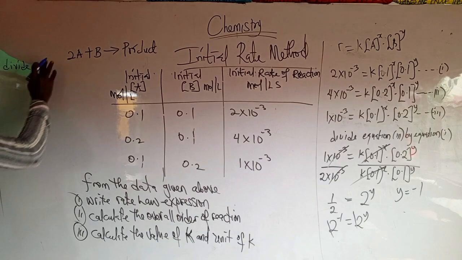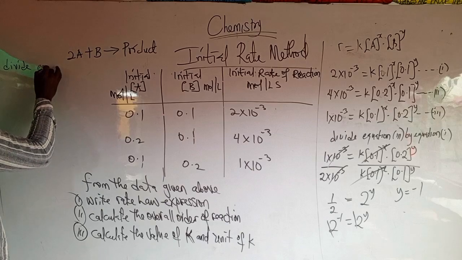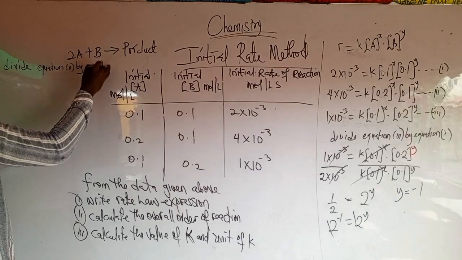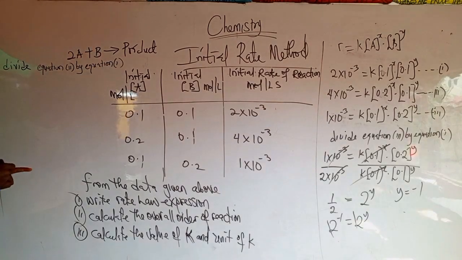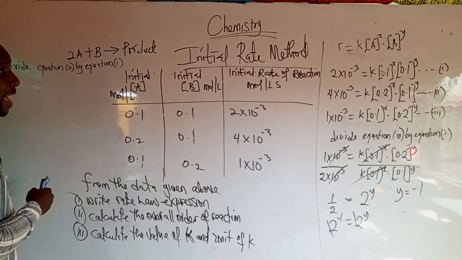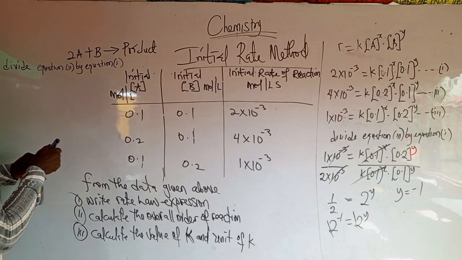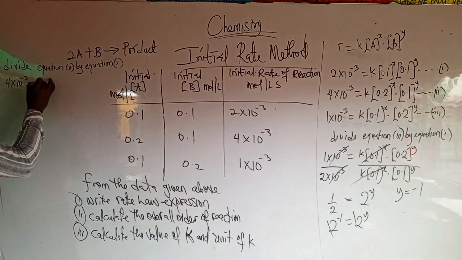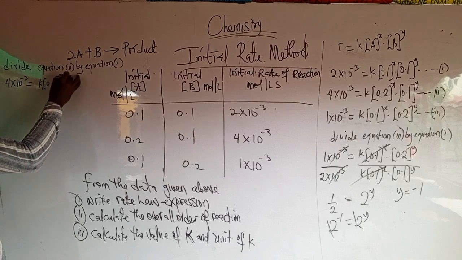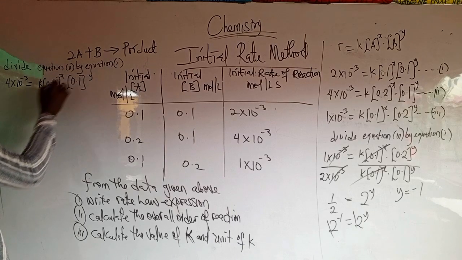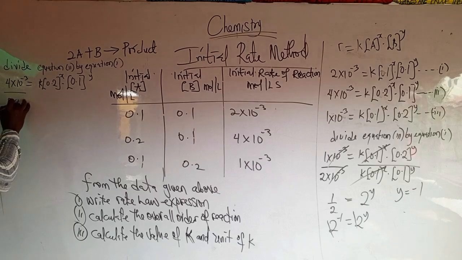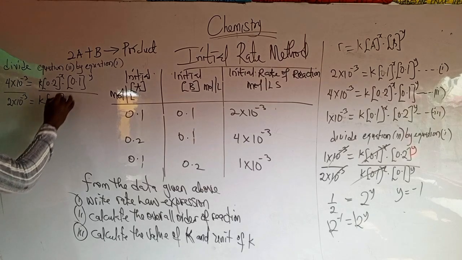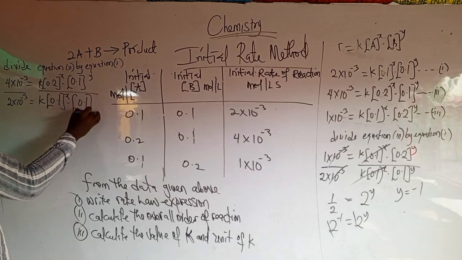Is it okay? Divide equation 2 by equation 1 so that I can eliminate Y and get X. What is equation 2? I have 4 times 10 raised to the power minus 3 equal to K into 0.2 raised to the power x, 0.1 raised to the power y, over 2 times 10 raised to the power minus 3 equal to K, 0.1 raised to the power x, 0.1 raised to the power y.